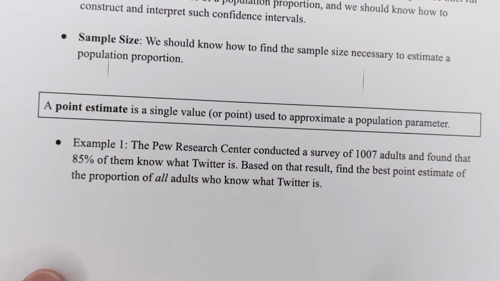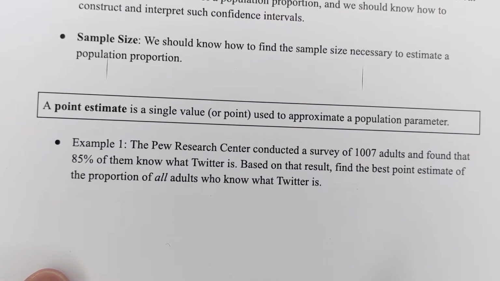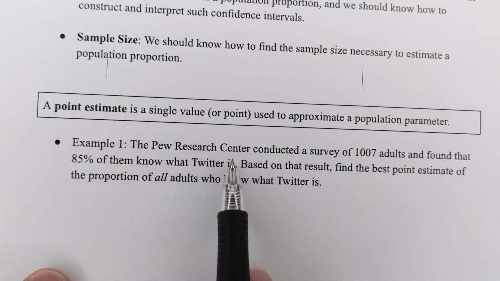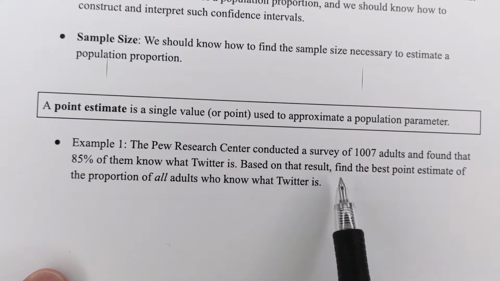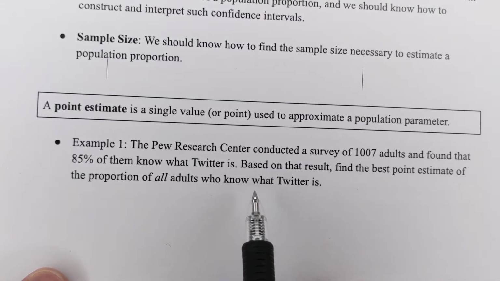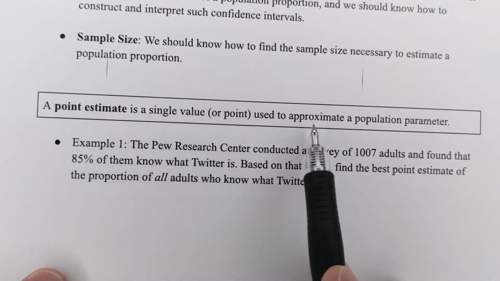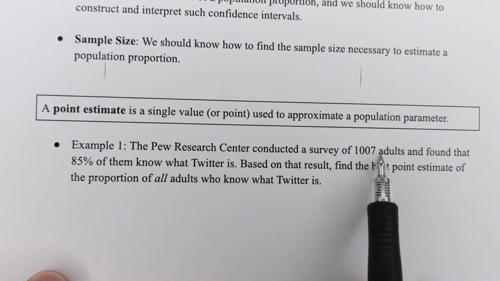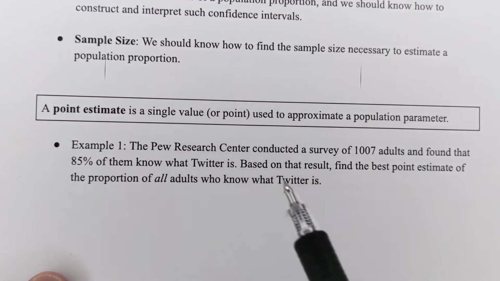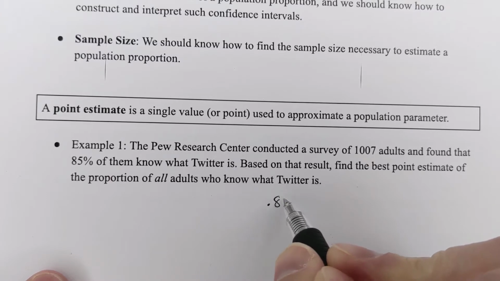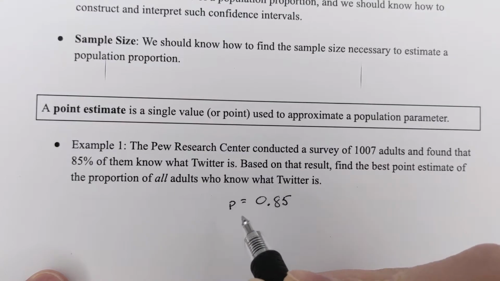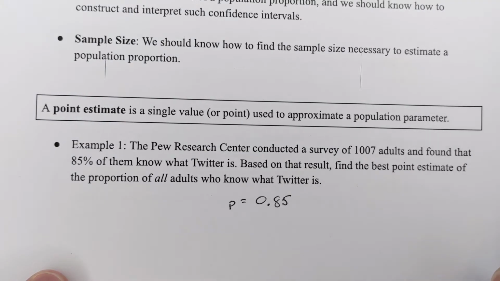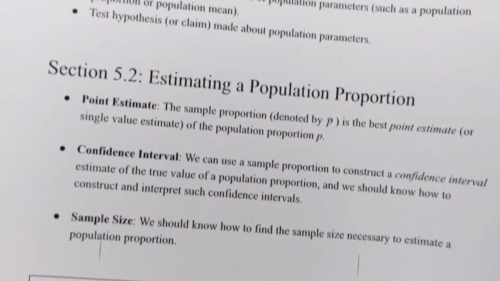Down here it says a point estimate is a single value or point used to approximate a population parameter. The Pew Research Center conducted a survey of 1,007 adults and found that 85% of them know what Twitter is. Based on that result, find the best point estimate of the proportion of all adults who know what Twitter is. Well, a point estimate approximates a population parameter. So we sampled 1,000 or so adults and found that 85% of them do. So that 85% is our point estimate. Since this is a proportion, it's 0.85, because you have to divide by 100 to make it back into a proportion.